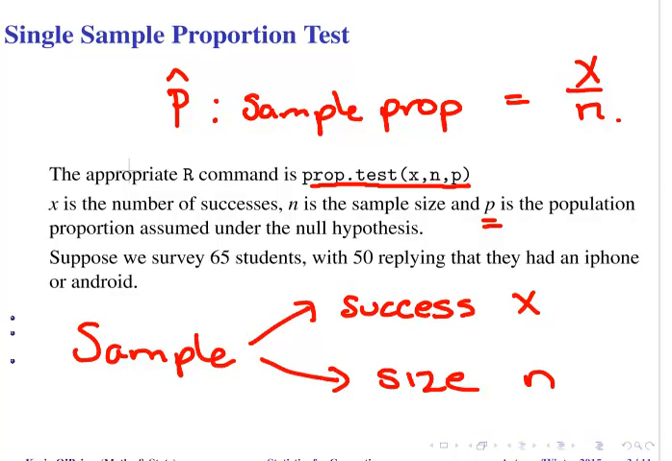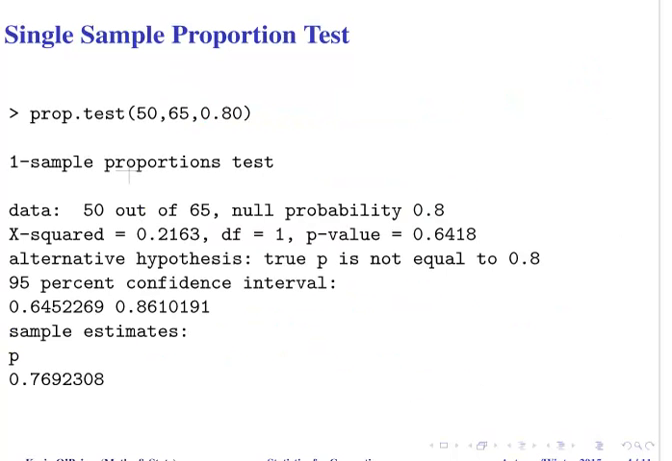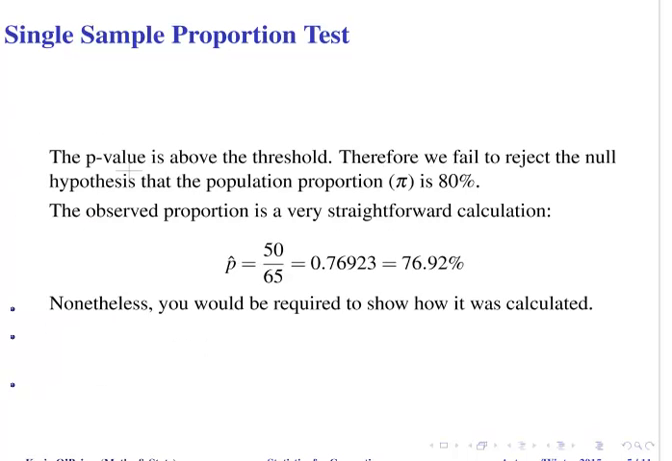Let's get a formal reading of that. The p-value is above the threshold of 5%, or 0.05, depending what you're working with. Therefore, we fail to reject the null hypothesis that the population proportion is 80%. The observed proportion is a very straightforward calculation, and you would probably be asked to show it.